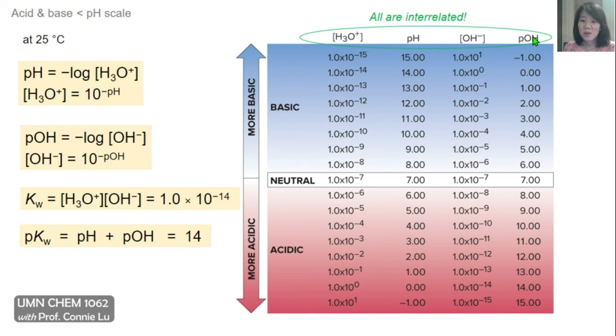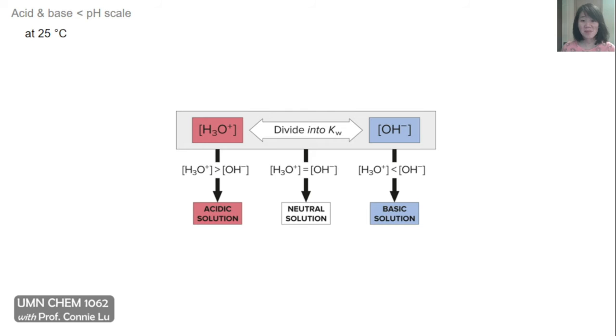Just to present it with a simpler diagram, in all these solutions, we're going to have some concentration of hydronium ion and some concentration of hydroxide ion present. When these two ions are equal in concentration, that means we have a neutral solution. If we have an acidic solution, that means the hydronium ion concentration wins over the hydroxide. And if we have a basic solution, then the hydroxide concentration wins over the hydronium concentration.